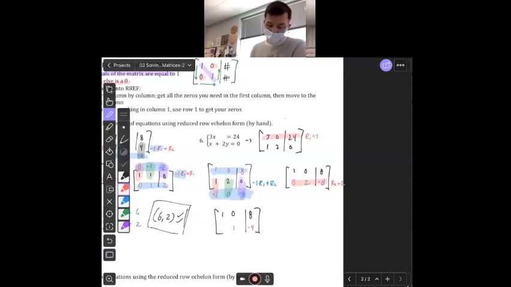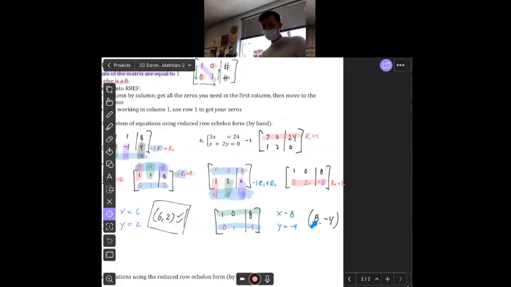We just need to write our answer and then check our answer. That first row tells us that 1x is equal to 8. And the second row tells us that 1y is equal to negative 4. So we should be looking at 8 and negative 4 as our answer. So checking it really quick. 3 times x, so 3 times 8 is 24. 8 plus 2 times negative 4, so 8 plus negative 8 is 0. So they both work.